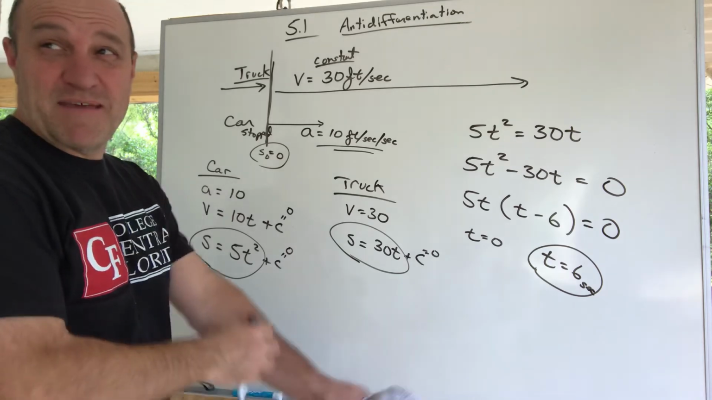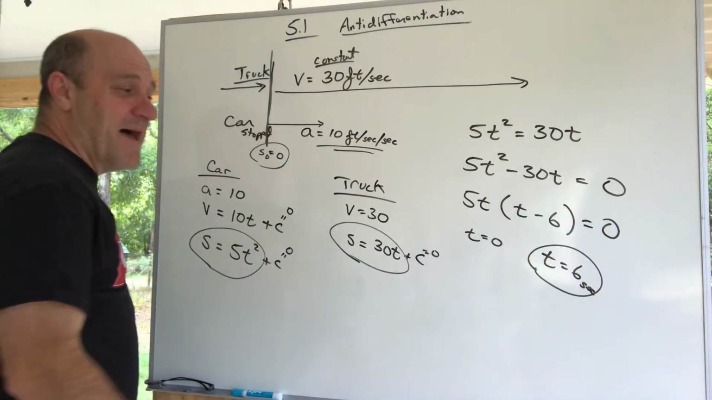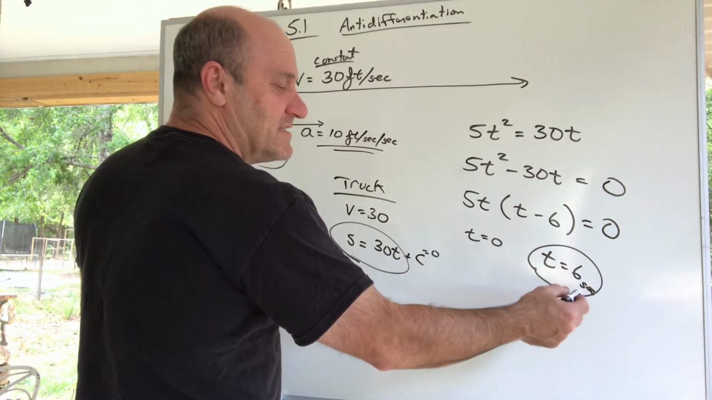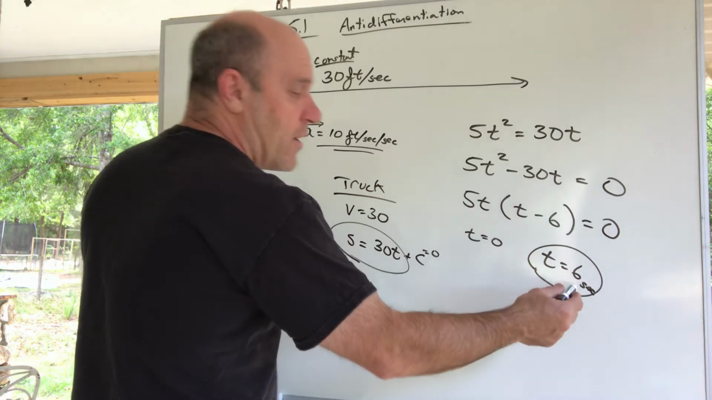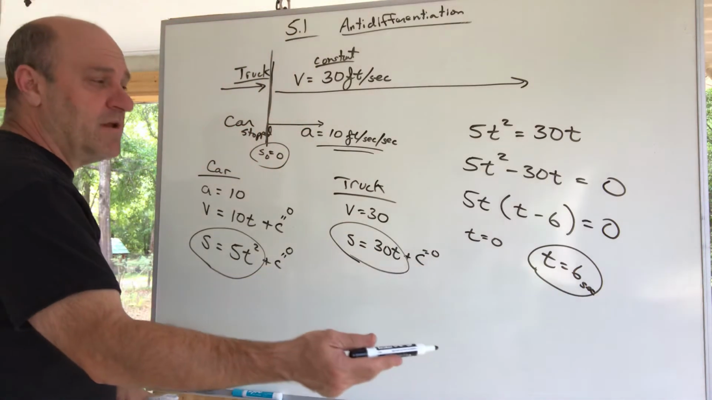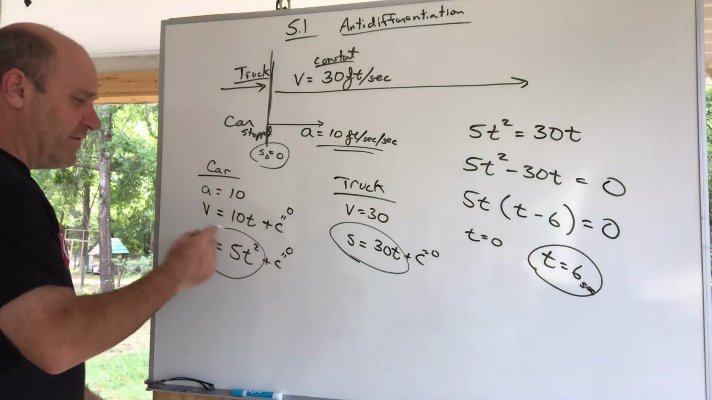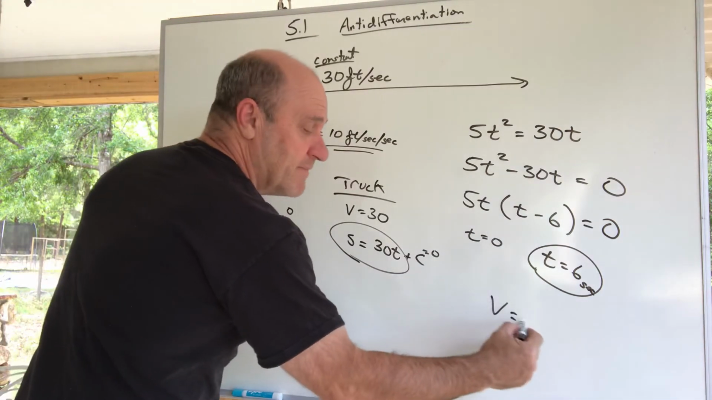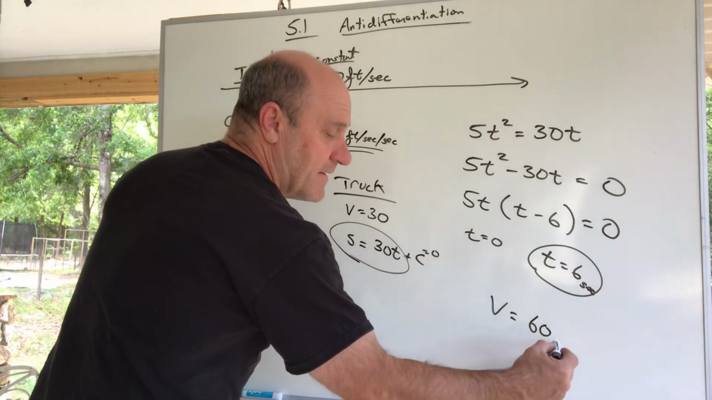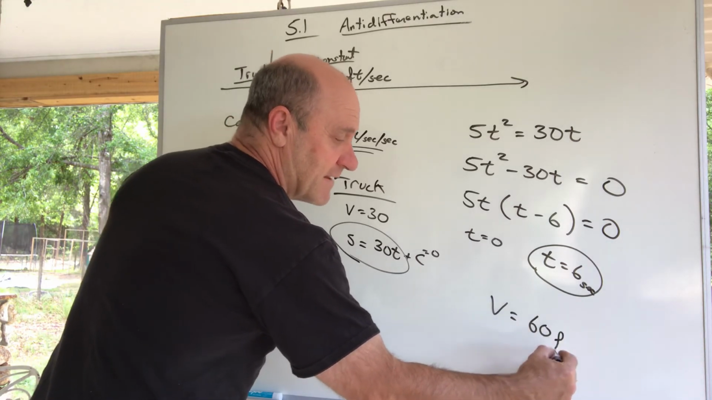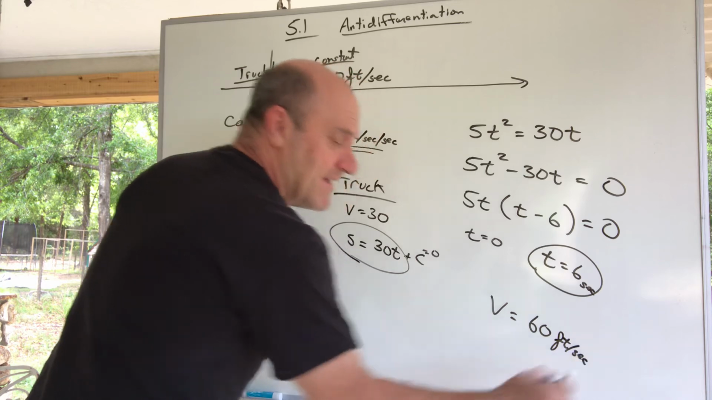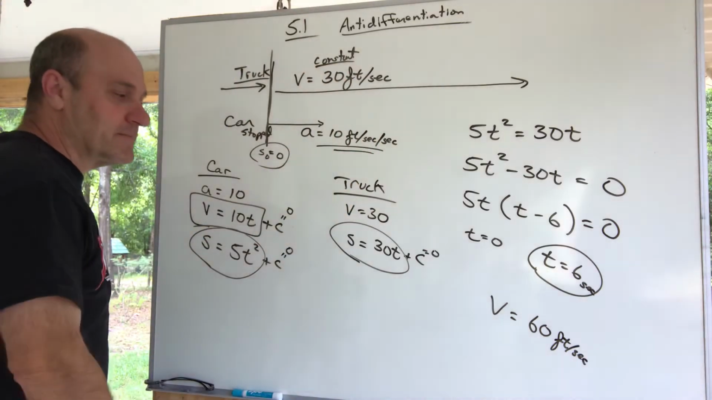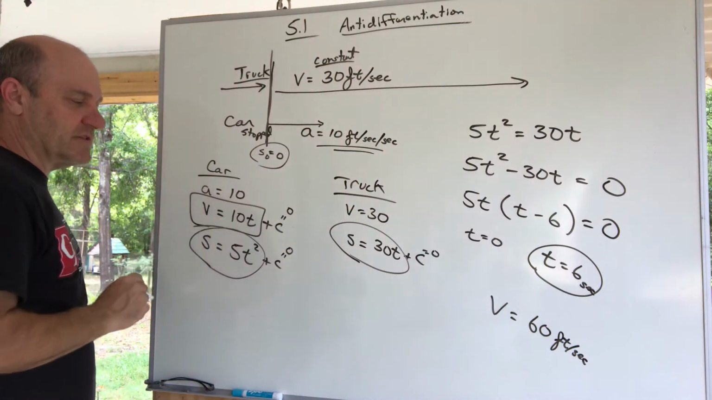By the way, the car might be going too fast. By the time it does that, let's see how fast the car is going. Do we have a velocity formula for the car? Oh, here it is. At that moment, the car is going 60 feet per second, and it zooms right by the truck at t equals 6.